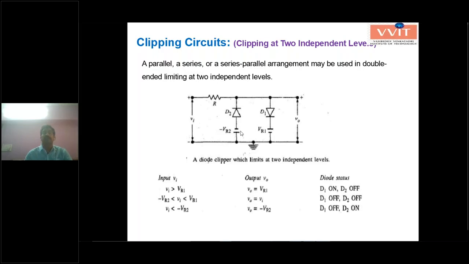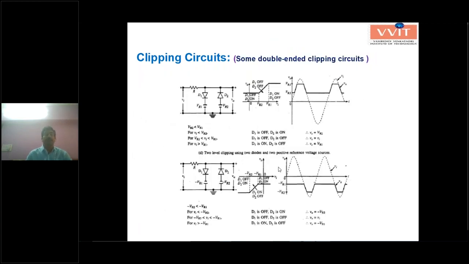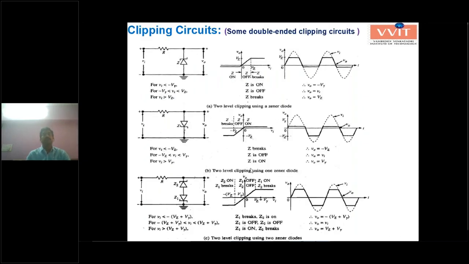Clipping at two independent levels means you have to draw this and explain these three conditions, the input and output waveforms and the transfer characteristic curve. You have to explain and draw it. And next, this is the positive reference voltage, and these are the two negative reference voltages. The same clipping operation can be done using a Zener diode also, a single Zener diode and multiple Zener diodes, two diodes also.